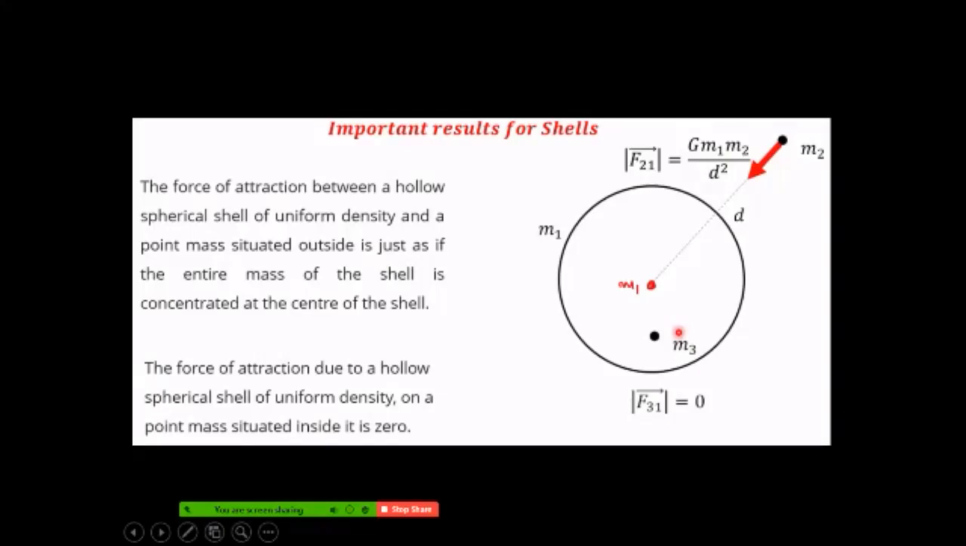But if you put another object inside of that, what happens? The force of attraction due to the hollow spherical shell of uniform density on a point mass situated inside will be zero. So this is the important result for the shell. So the final formula we will write is F21 vector is equal to G m1 m2 by d squared.